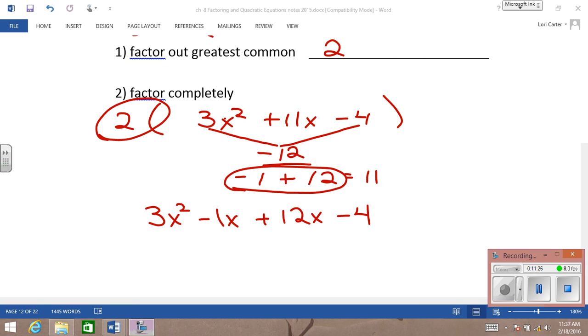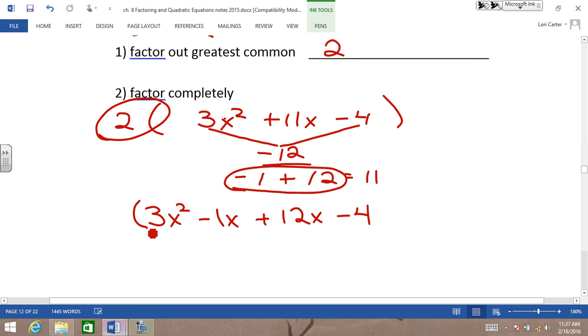What do you do first? You group. You have 4 terms, so we're putting the first 2 and the last two. What do the first 2 have in common? X. So I have to divide them both by X. Where does the X go? Inside. And you're left with what?